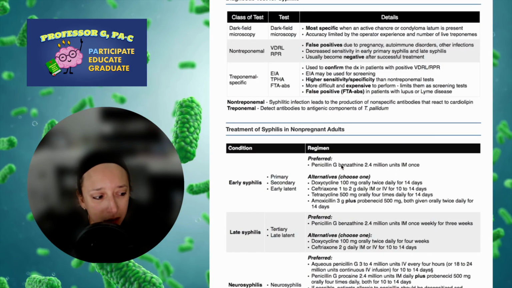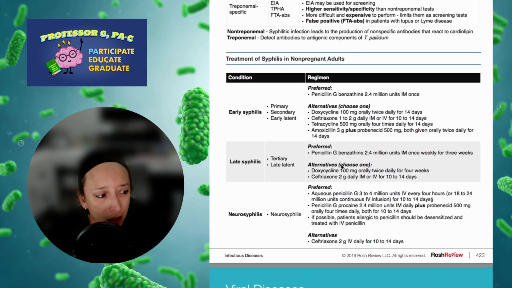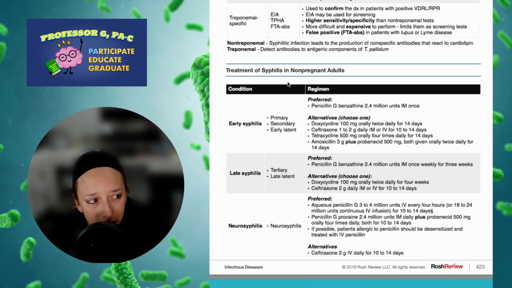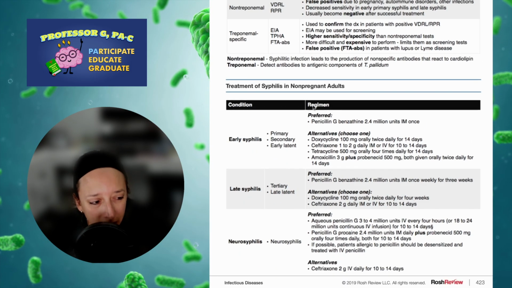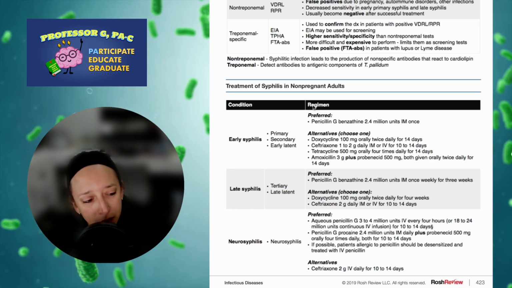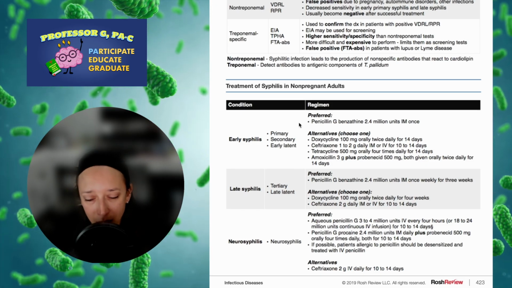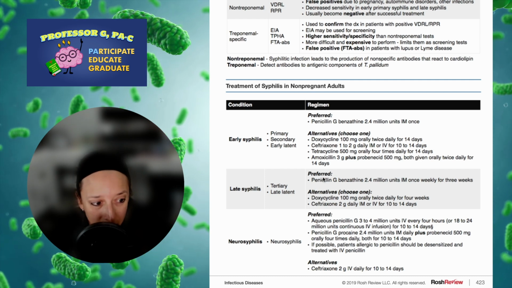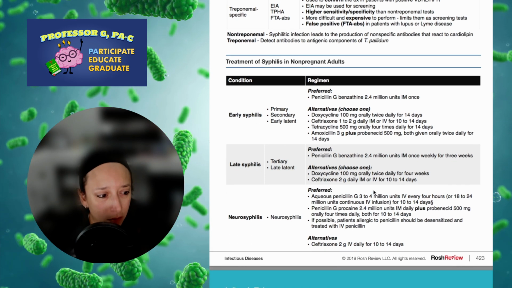Tertiary syphilis, let's see if we have that here. No. So I guess it might mention it in this area. Tertiary syphilis, they don't really mention it too much here, but it involves gummas, aortic aneurysms, and neurosyphilis with tabes dorsalis. And it's treated with IV penicillin G down here.